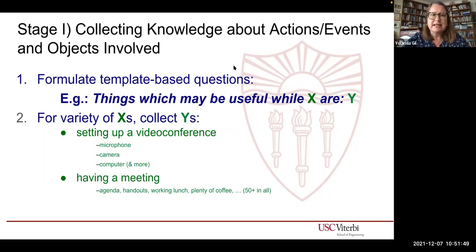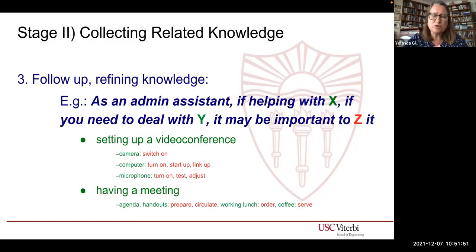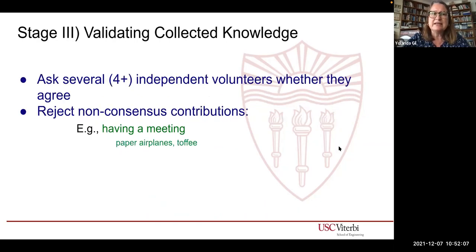Next. Then we would expand that, what we collected through those templates, with additional information. So we would prompt users about related knowledge. And we just heard in a talk how to get this related knowledge today from language models. Next. And then we worried about validating the collected knowledge. So for example, a volunteer might enter that you need a paper plane in a meeting. Next.